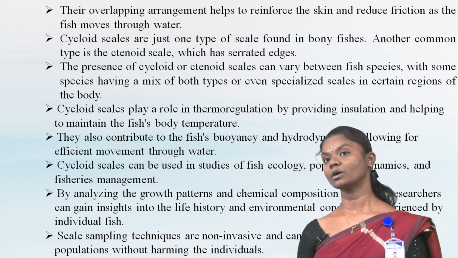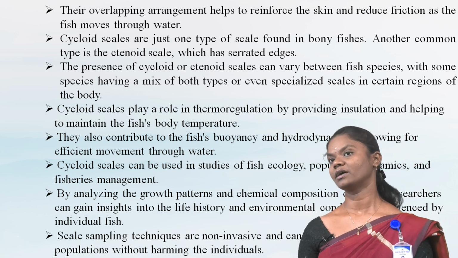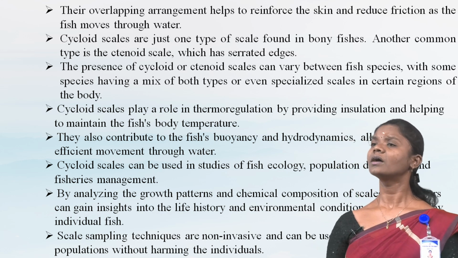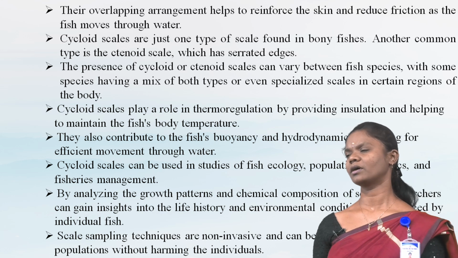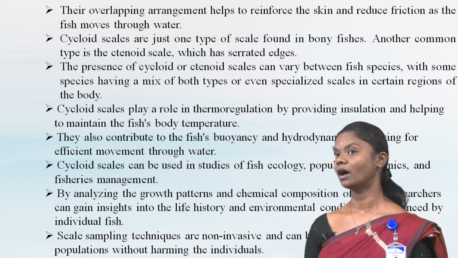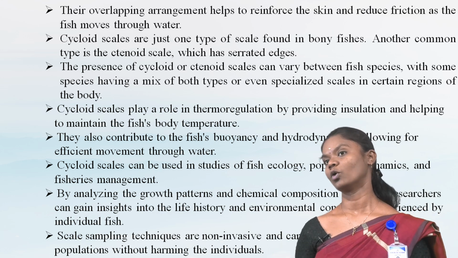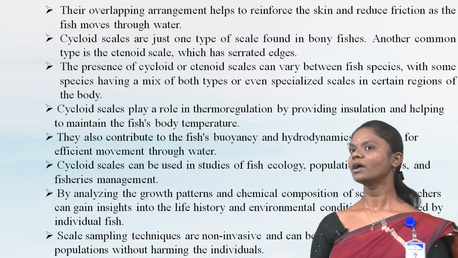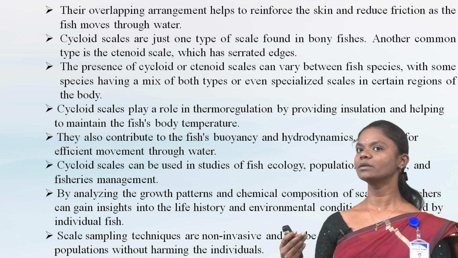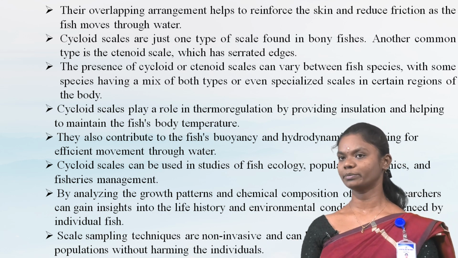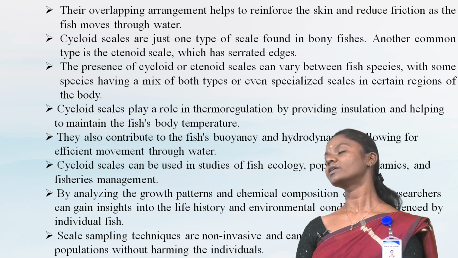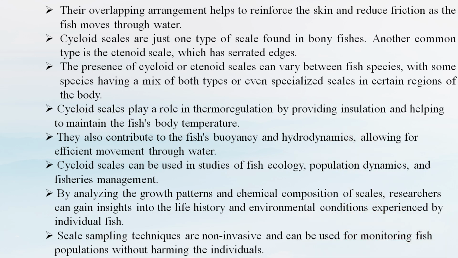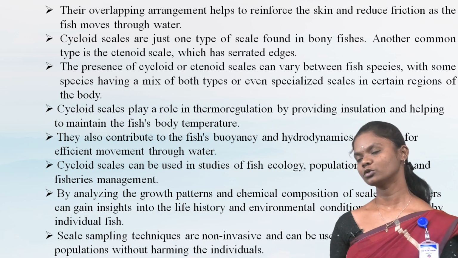So the presence of cycloid scales or ctenoid scales can vary between fish species, with some species having a mix of both types, or even specialized scales in certain regions of the body. Cycloid scales play a role in thermoregulation by providing insulation and helping to maintain the fish's body temperature. They also contribute to the fish's buoyancy and hydrodynamics, allowing for efficient movement through water.